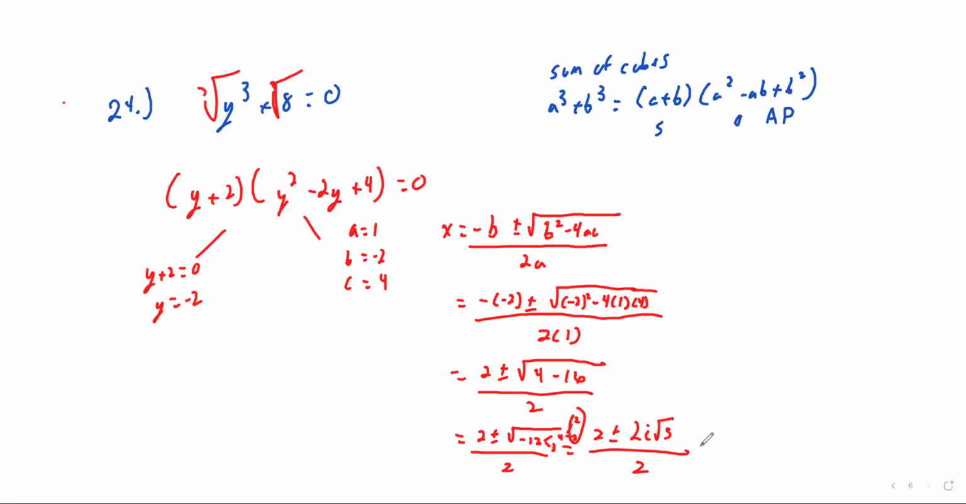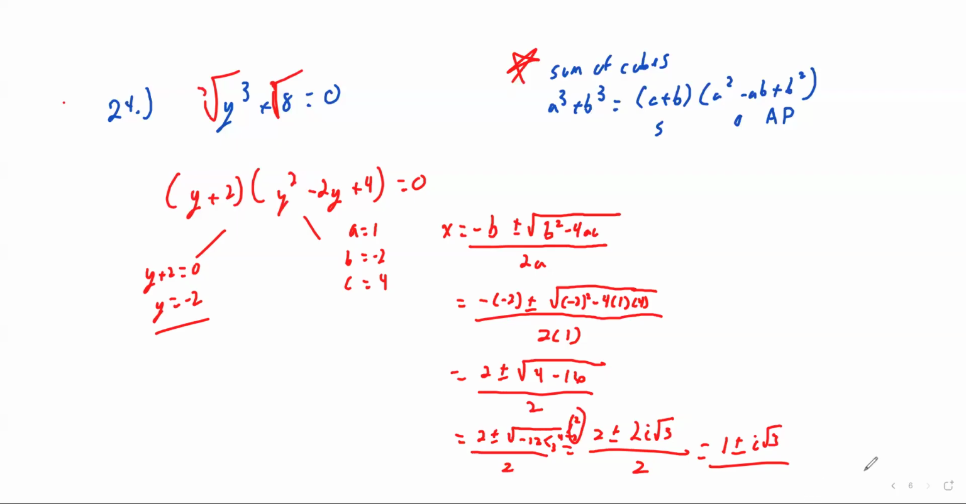Now I can divide each one of these by 2, so that gives me 1, because 2 divided by 2 is 1, plus or minus 2i square root of 3 divided by 2, which gives me i square root of 3. So there are your three answers: negative 2 and 1 plus or minus i square root of 3. So no need to do substitution. You just need to remember that this is a sum of cubes.